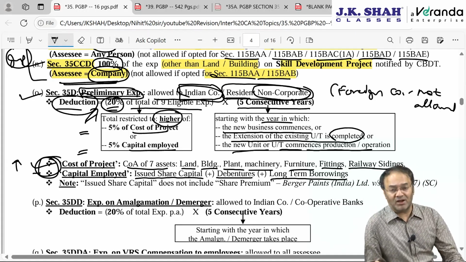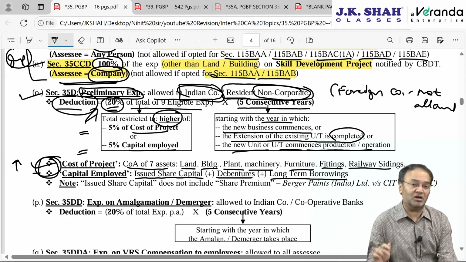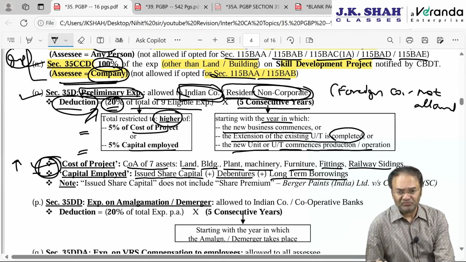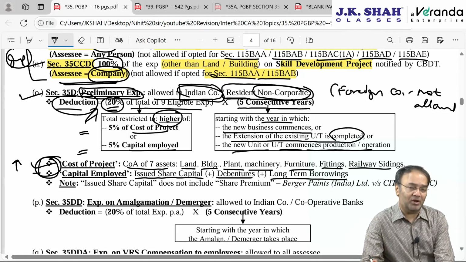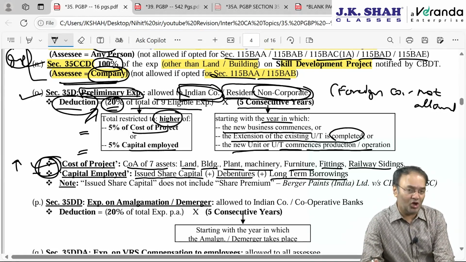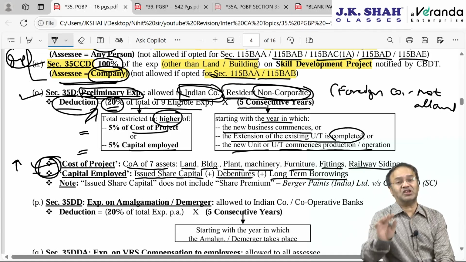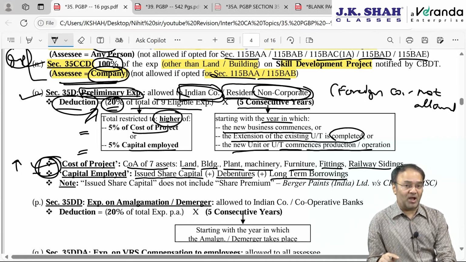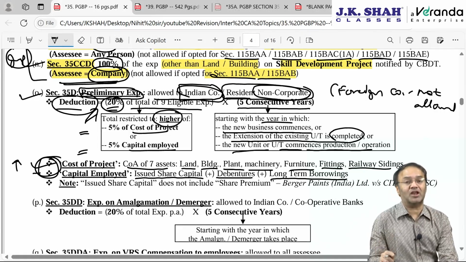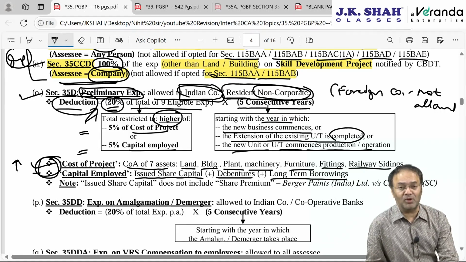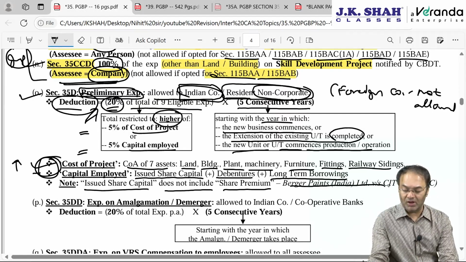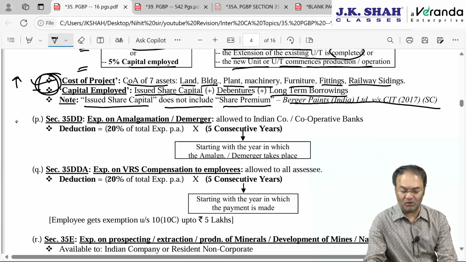So, in one of the cases, a public listed company, Berger Paints, the matter went up to the Supreme Court in the year 2017. Berger Paints added in the issued share capital, they considered share premium also, or securities premium also. The assessing officer says share premium cannot be considered as issued share capital. It's not paid up share capital, it is issued share capital, and issued share capital cannot include securities premium or share premium. The matter went up to the Supreme Court. The Supreme Court delivered a classy decision saying that issued share capital does not include share premium. Berger Paints, 2017, Supreme Court.